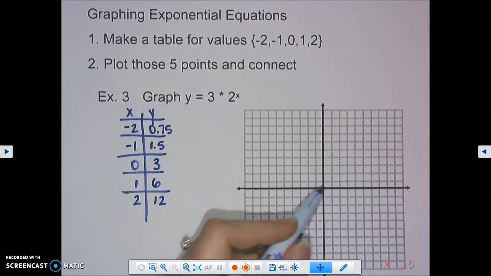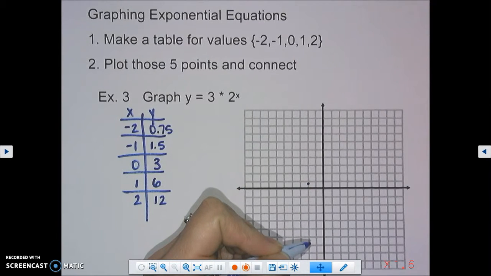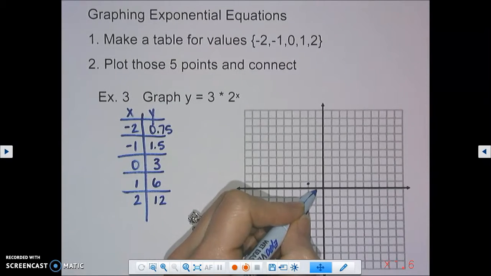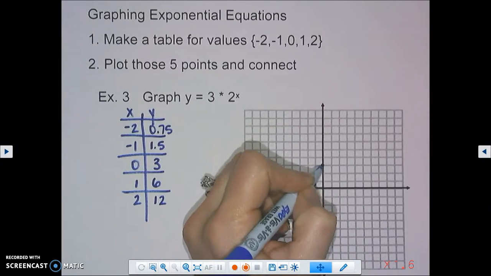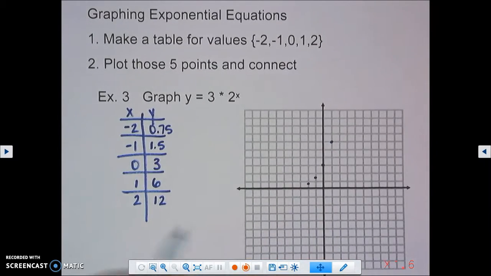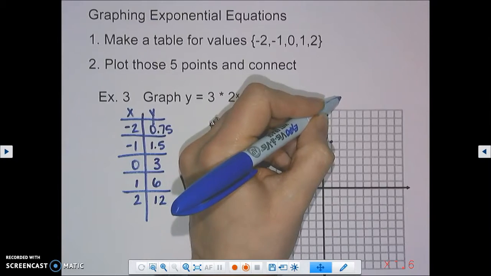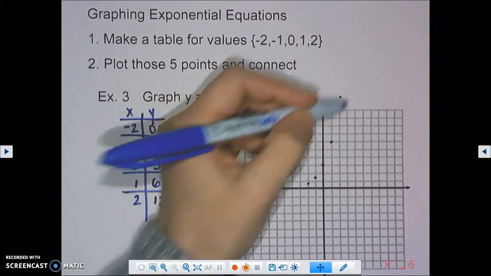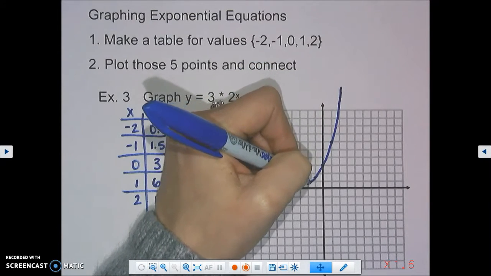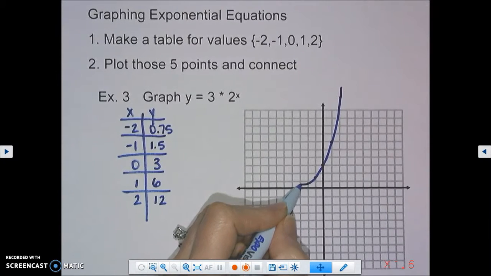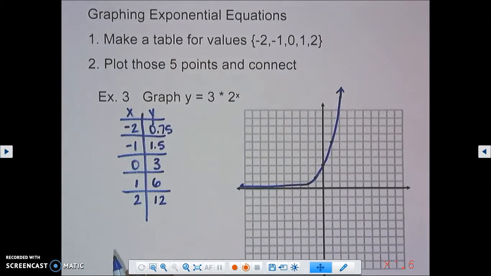We're plotting the point -2, 0.75. You're just doing the best that you can to figure out where that 0.75 or 3/4 is. Then -1, 1.5; 0, 3; 1, 6. And then even this 2, 12 is going to be off of our graph here, so it's going to be somewhere about right there. We're going to estimate. We're going to connect those points. These will continue to get smaller and smaller, closer and closer to the x-axis, but it's never actually going to touch it.